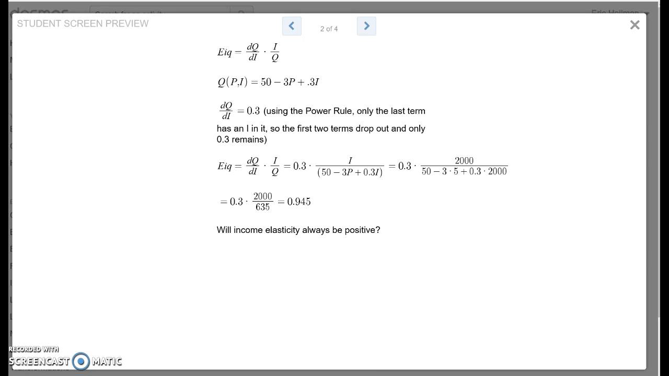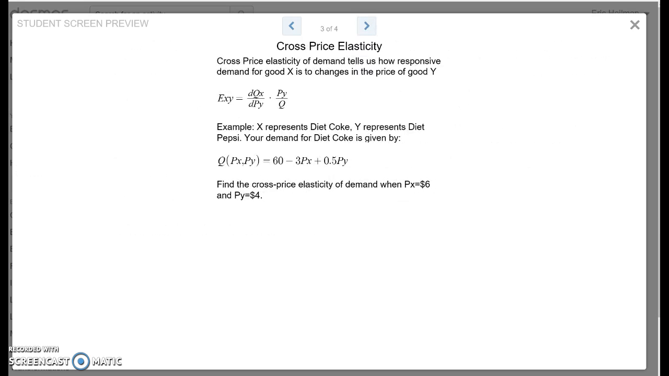Oh, I didn't multiply by 0.3 in the last example. So you need to take the answer I got and then multiply by 0.3. This is all the work. And then you get 0.945. So that should have been the final answer. And then we already answered this question about whether or not income elasticity will always be positive. The answer is yes, as long as it's a normal good, and no if it's an inferior good.